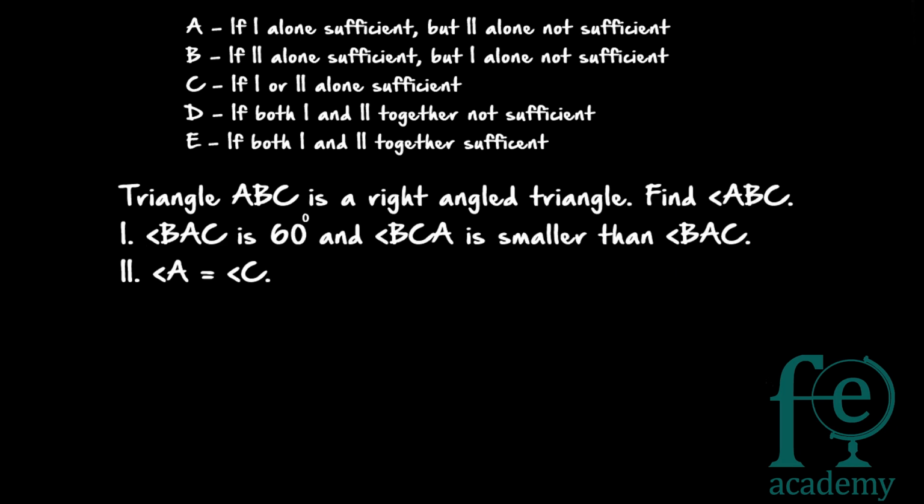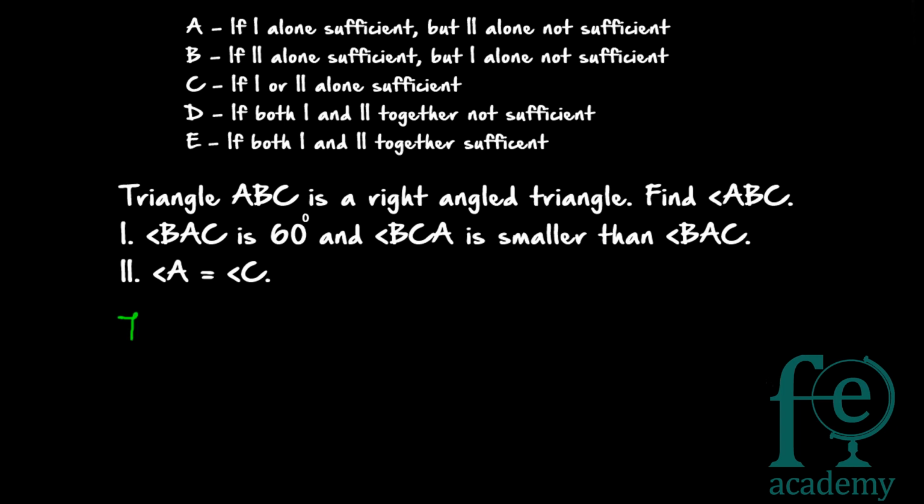Now your second problem: triangle ABC is a right angled triangle. Find angle ABC. Okay, what is given? Triangle ABC is a right angled triangle. You don't know which is 90 degree. Right angled triangle means you will be having one angle equal to 90 degree. But you don't know which angle is equal to 90 degree. That is not given. So triangle ABC is a right angled triangle and you have to find out what is angle ABC.